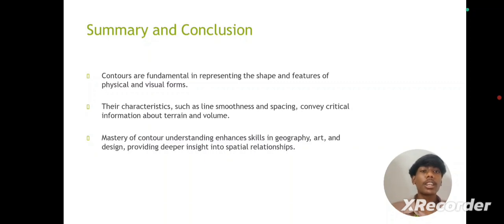Next, summary and conclusion. Contours are fundamental in representing the shape and features of physical and visual forms. Their characteristics, such as line smoothness and spacing, convey crucial information about terrain and volume. Mastery of contour understanding enhances skills in geography, art, and design, providing deeper insight into spatial relationships.